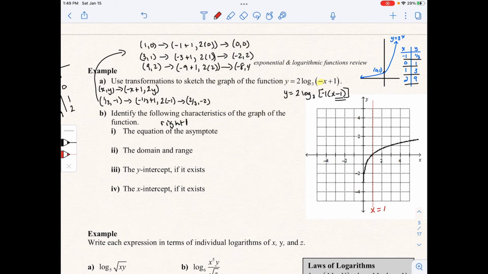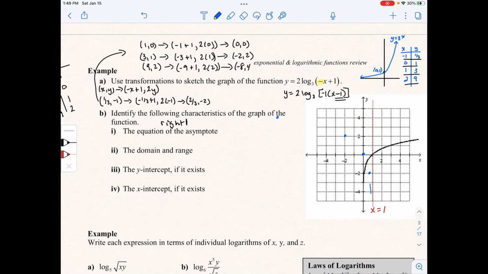So I'll just draw that in right there. And so now let's just plot those points. Those new points, we've got 2/3 and -2. This is approximately there. We've got 0, 0, a new x and y intercept, -2, 2. And -8, 4 would be out here somewhere.